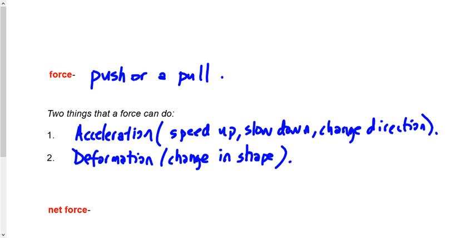The golf ball clearly deforms a lot, but obviously the golf ball also accelerates quickly as well, because all of a sudden now it's moving down the golf course 300 yards, 200 yards, whatever the case may be. So it experiences an acceleration and a deformation all at the same time.